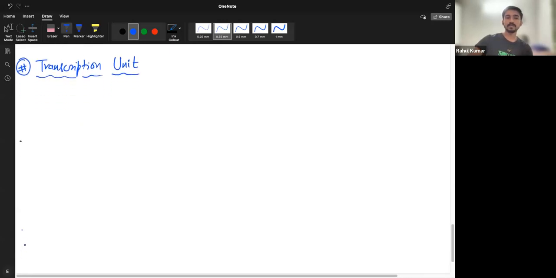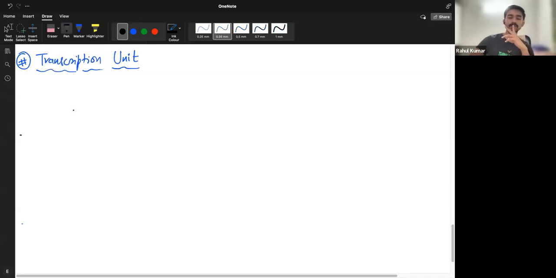Now, in the transcription unit, what you have to understand is there are three regions. Wherever in the DNA you need to start transcription, mostly these are genes that are transcribed into mRNAs, and then the mRNA forms the protein. So we say that the gene is expressed.